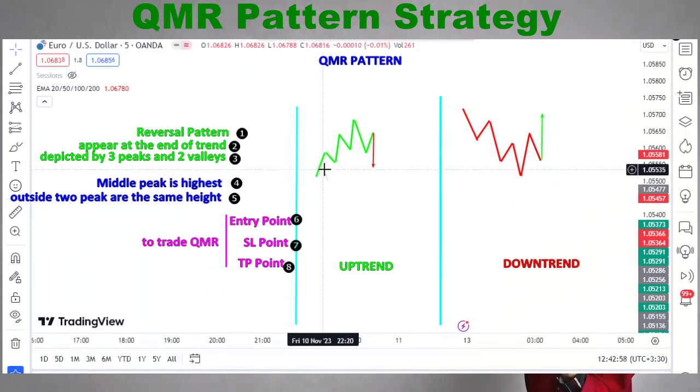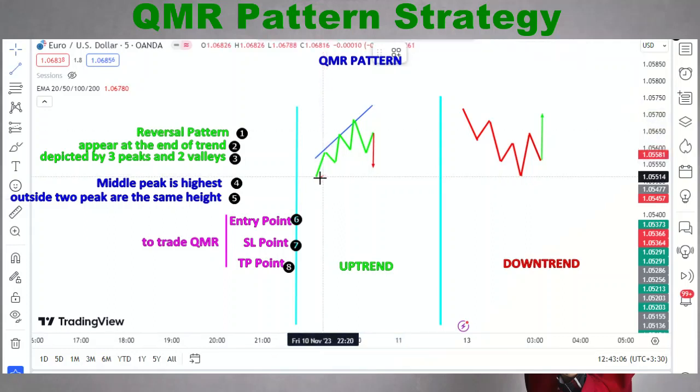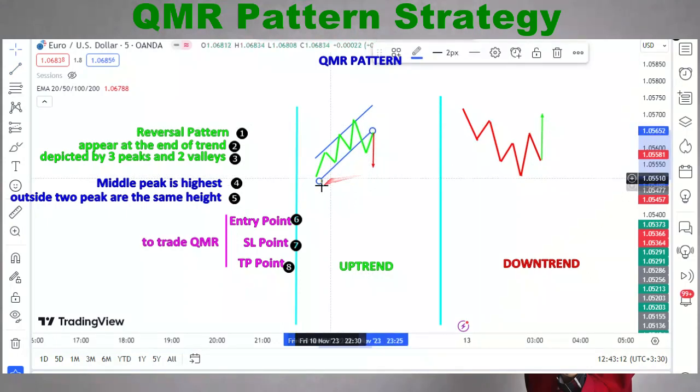Here we have an uptrend. I draw the trend lines. This is the resistance line, and this one is the support line. Okay. This high is the final high in the uptrend, and this is the final low in the trend. I write this.